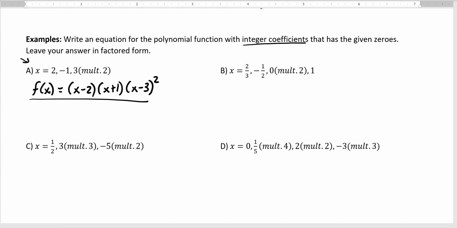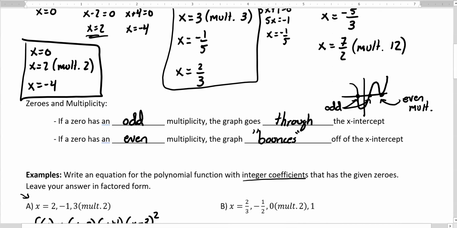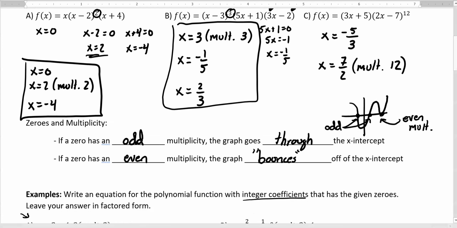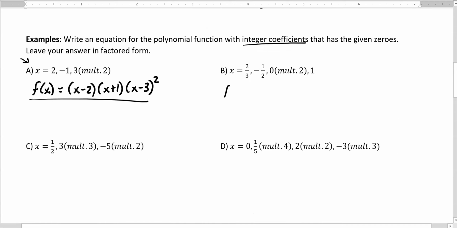Let's look at letter B here. x equals 2/3. So think about this. How would I get 2/3 without fractions? I need to create a factor. Let's look up above. x equals 2/3 was in letter B, from the factor 3x minus 2. So the last number, the constant, would be our numerator, and the coefficient is our denominator. So if x equals 2/3, that would be 3x minus 2.